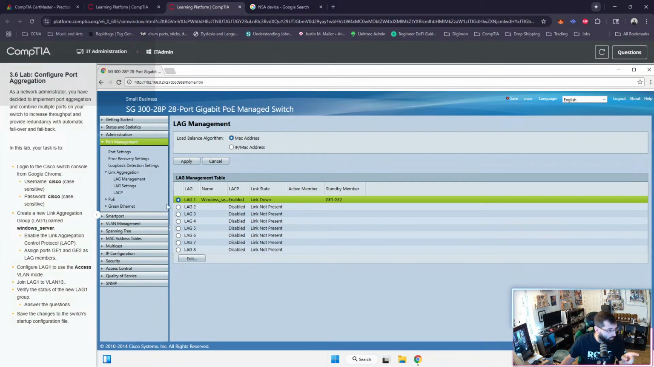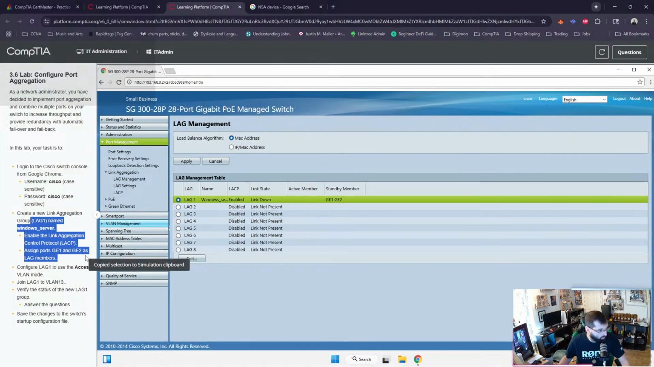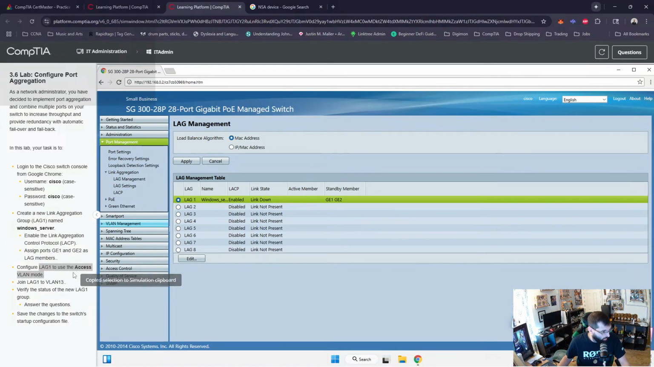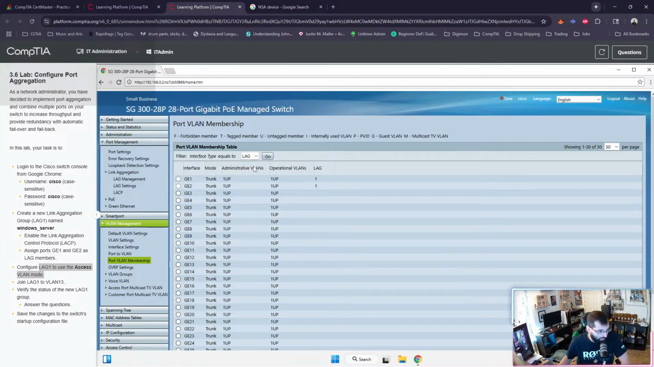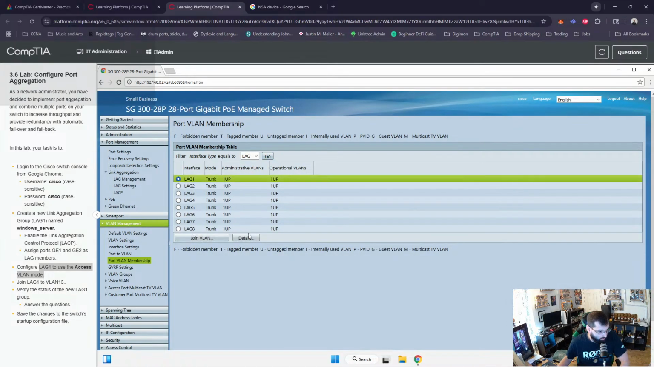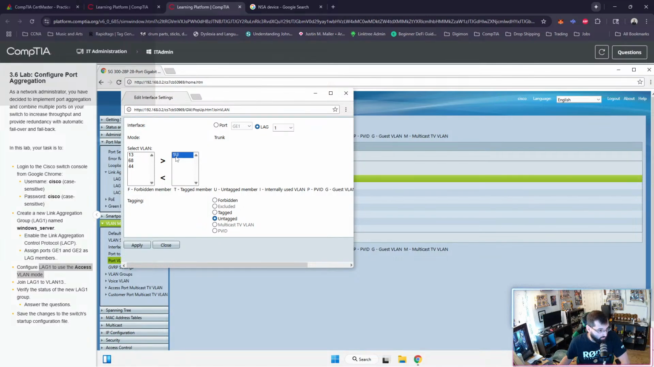Okay, the link is down at the moment, but that's okay. We're going to fix that. Now we need to go to... So we just did this. We named it that. We added those two, GE1, GE2, as lag members. Now we need to configure lag1 to be able to access VLAN mode. So VLAN membership, lag, go here, join VLANs. I don't think we need this one. We're gonna go here. We just want it on 13.